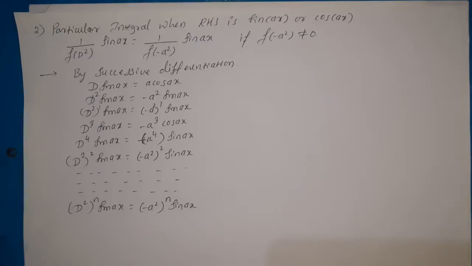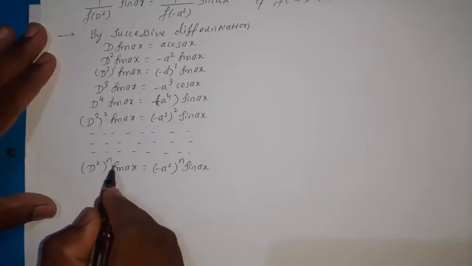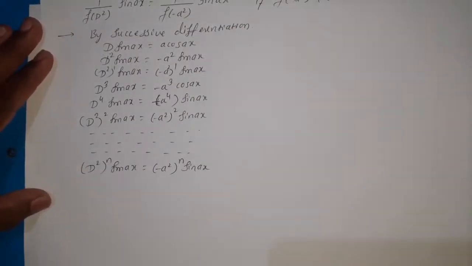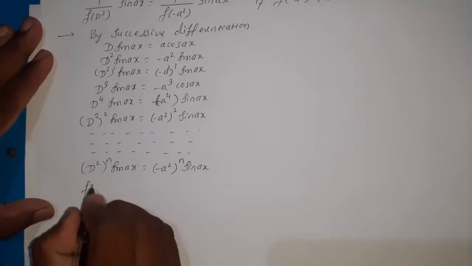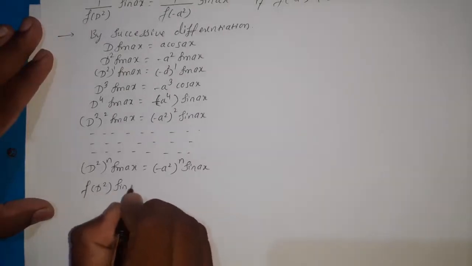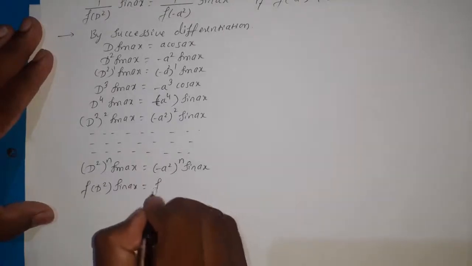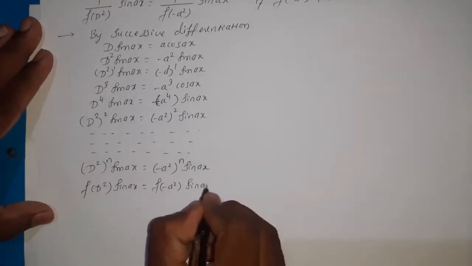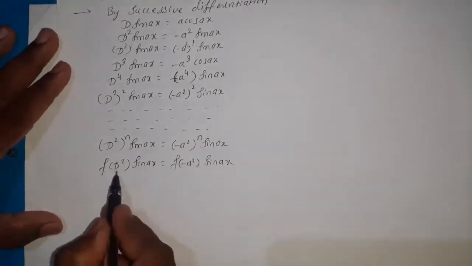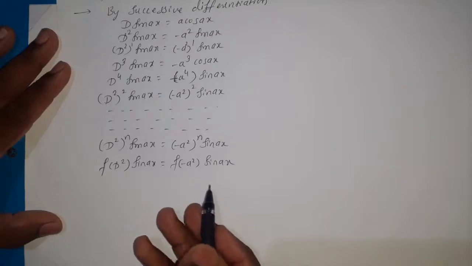Therefore we write in general D square whole power n sin ax equals, on the RHS, minus a square whole power n sin ax. This is a standard result we got. Now D square whole power n is a polynomial in D square, or a function of D square. So that can be written as f of D square sin ax, and similarly here f of minus a square sin ax. So f of D square sin ax equals f of minus a square sin ax.